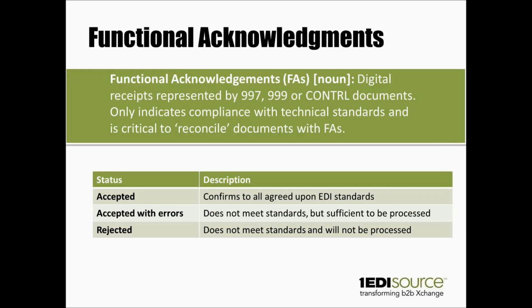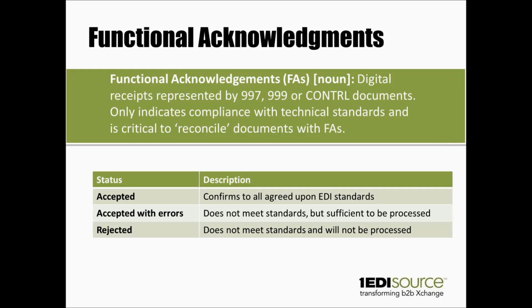So, functional acknowledgments provide essentially a digital receipt of the document. It's very much like certified mail. It basically tells you: did your trading partner actually receive the document, and did it have any EDI standards validation errors? But I definitely want everybody to understand that functional acknowledgments provide structural validation only. That does not mean that the trading partner necessarily agrees with the content of the message, but they just acknowledge that it was properly structured.